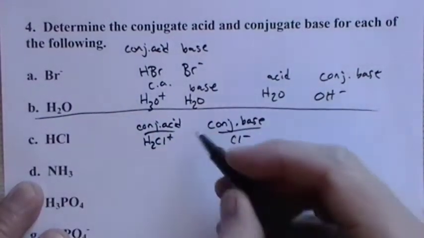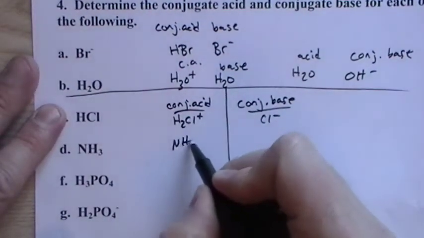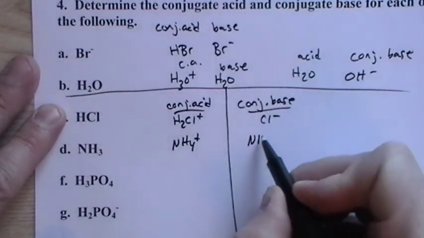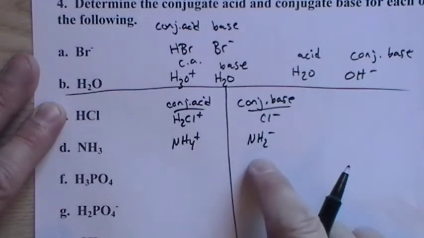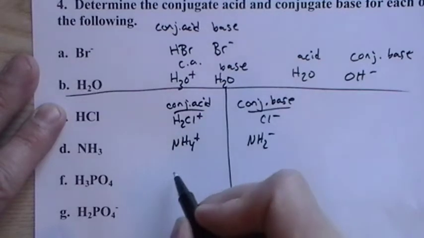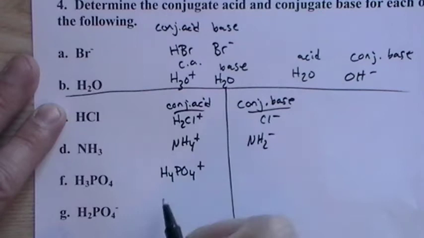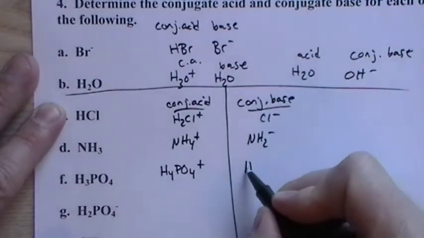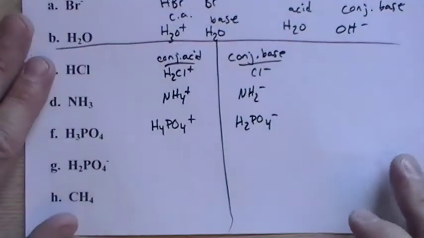I think the rest of these we can do the same way. We have ammonia, and its conjugate acid becomes the ammonium ion by adding H plus to it. The conjugate base would be NH2 minus. Again, unstable, but possible. For the conjugate acid of H3PO4, just add another H plus to it. Again, that makes something completely unstable, but that is what would be the conjugate acid. The conjugate base, take away 1 H+. Don't take away all of them.